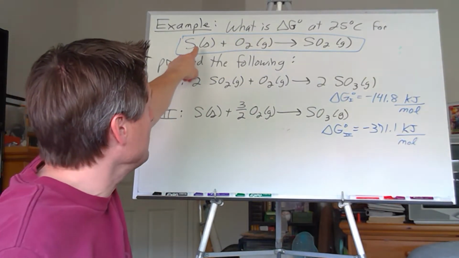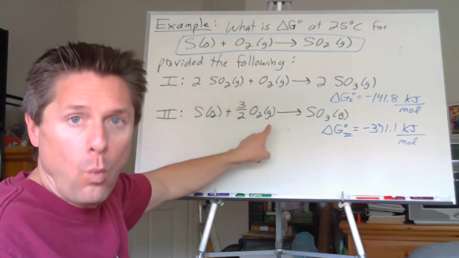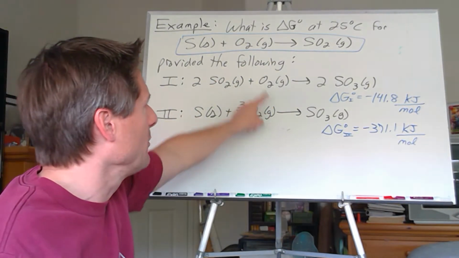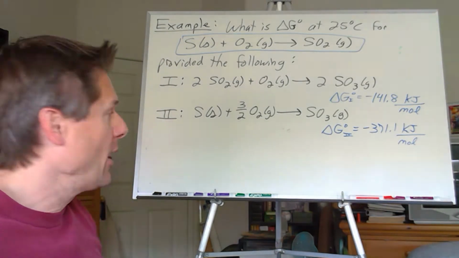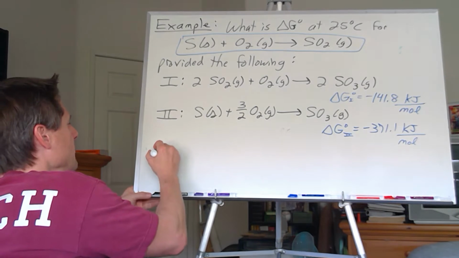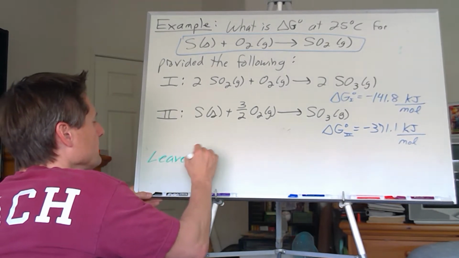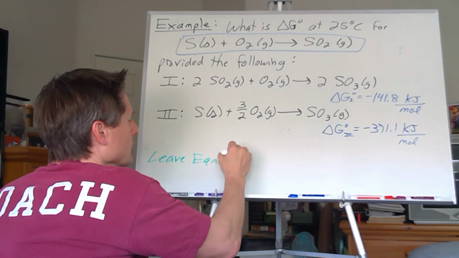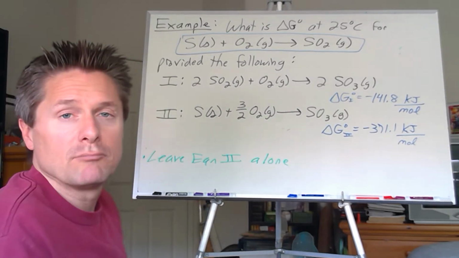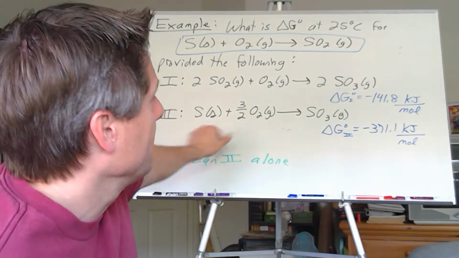I'm always looking for a species here that's in only one of the reactions provided. Then I can play with it. If it's in both of them, like the oxygen, that's too hard. Hopefully that'll work out in the end. So this is the plan. We are going to leave equation 2 alone, because I want 1 mole of solid sulfur on the left-hand side.